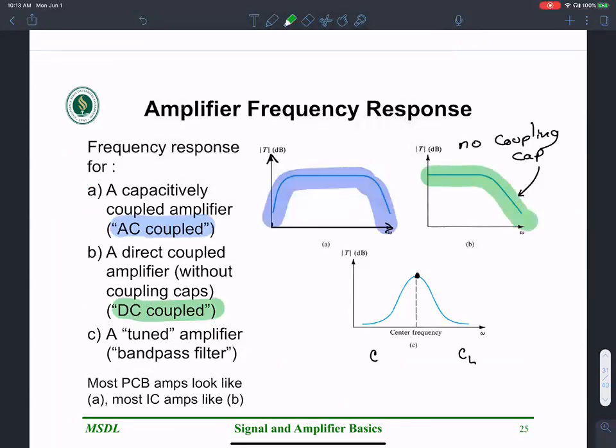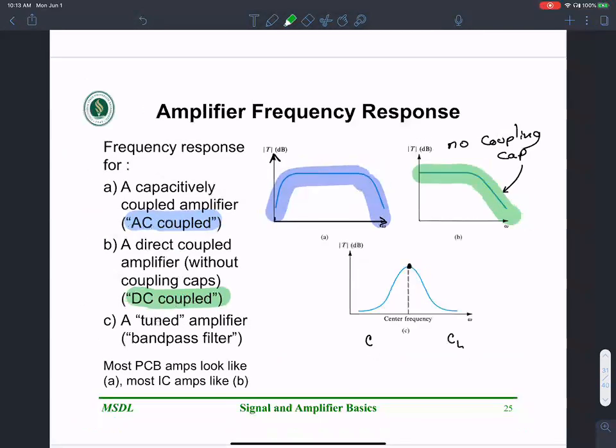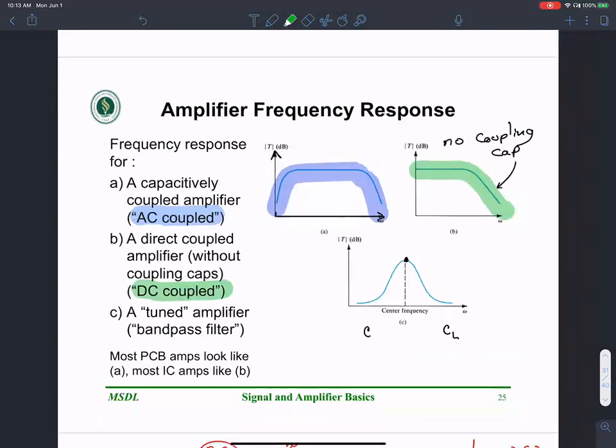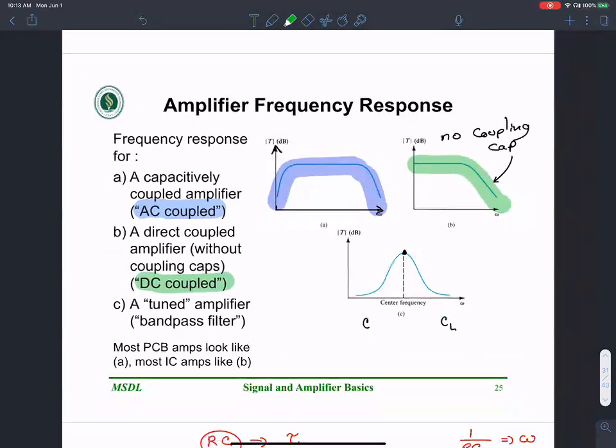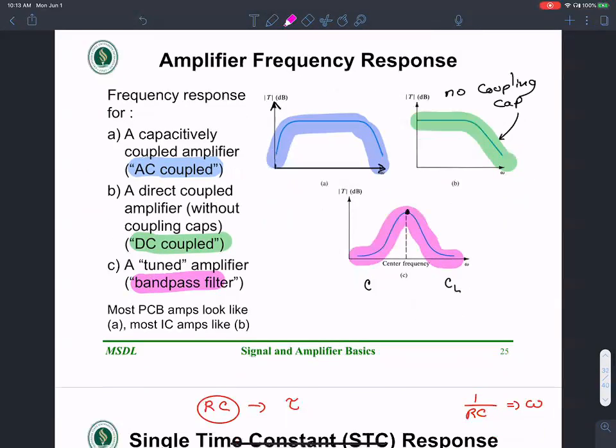You see, there is no roll off at the low frequencies. The low frequency roll off is coming because of external coupling capacitances. So that's the DC coupled. Then there is the band pass filter, which amplifies only frequencies around a center frequency. That's the idea of amplifier frequency response.